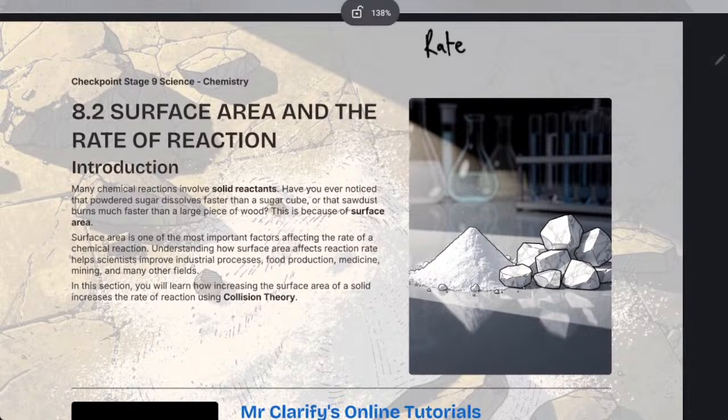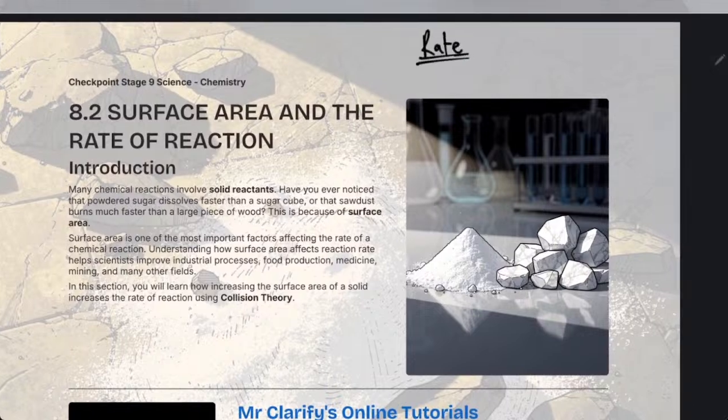Basically, what you must know is, for you to know this chapter, you must know what is rate and everything. Then you must know 2 things that affect rate, which is first the one we are doing right now, surface area and how it affects rate. Then you need to know temperature and how it affects rate. That's the third part. Are we together?